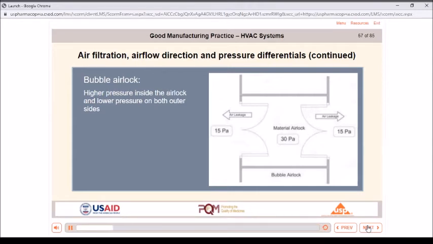Bubble airlock. Higher pressure inside the airlock and lower pressure on both outer sides.